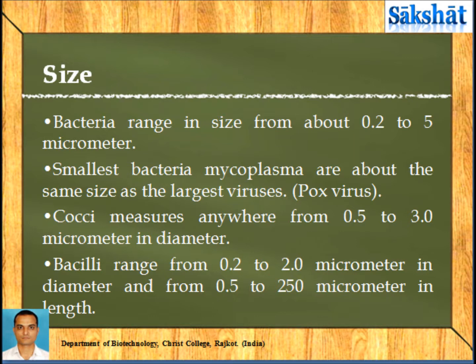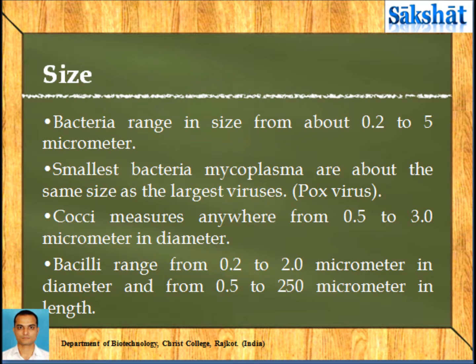Then a question must arise in your mind. What is the size of bacteria? Bacteria range in size from about 0.2 to 5 micrometers. The smallest bacteria are mycoplasma, which are about the same size as the largest viruses like pox viruses. Cocci measure anywhere from 0.5 to 3 micrometers in diameter. Bacilli range from 0.2 to 2 micrometers in diameter and from 0.5 to 250 micrometers in length. E. coli, that is Escherichia coli, has a size of 1.1 to 1.5 micrometers and is 2 to 6 micrometers long.